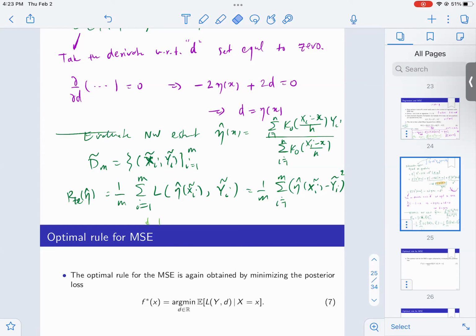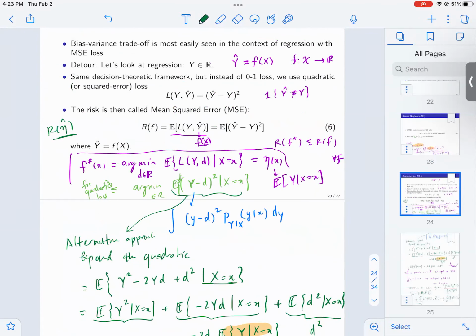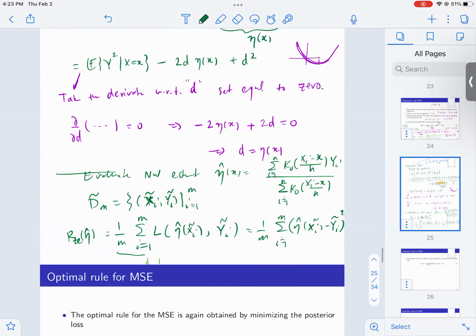So this empirical average is just replacing the expectation. You want the expectation over a generic sample, of eta hat of x minus y squared, but you don't have a generic sample, so you average over the test data to approximate the actual risk. So this would be the test MSE, which is an approximation of the true MSE, which is the risk in this case. Sounds good.